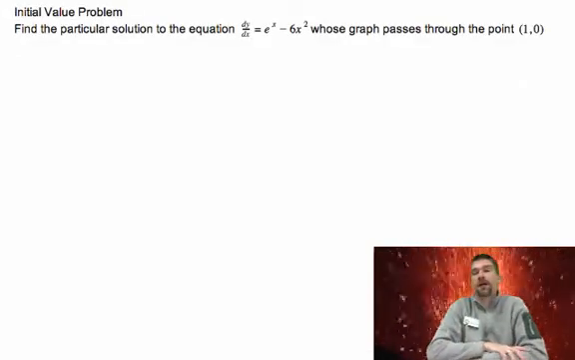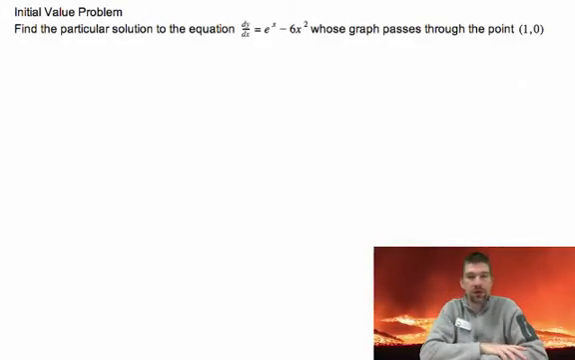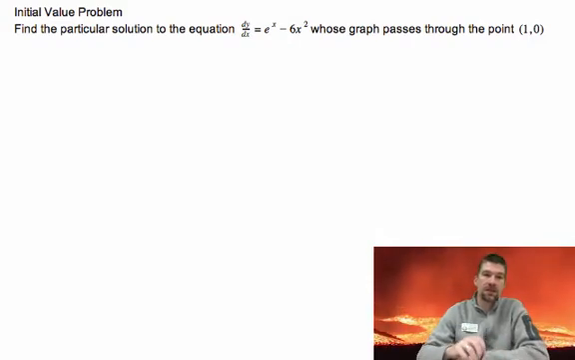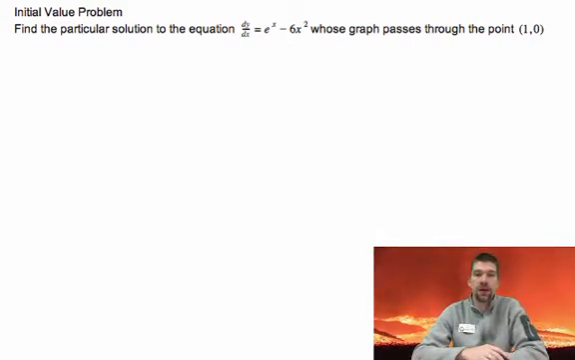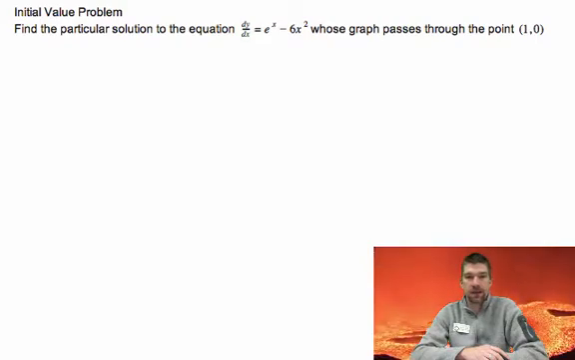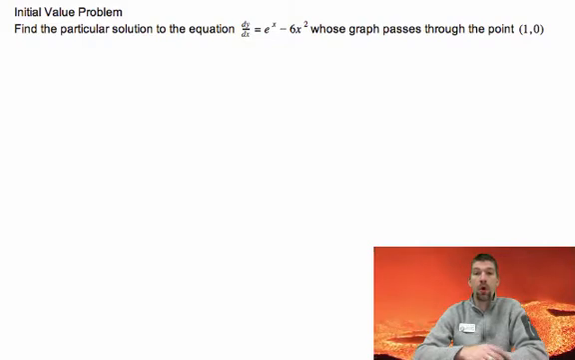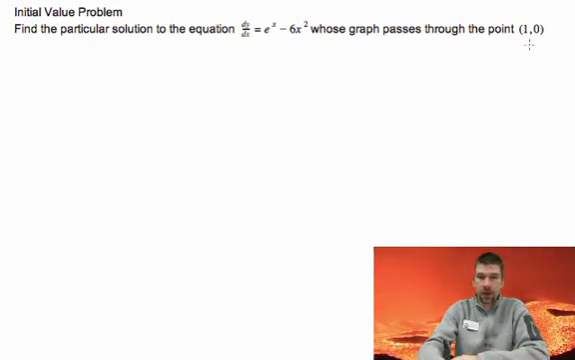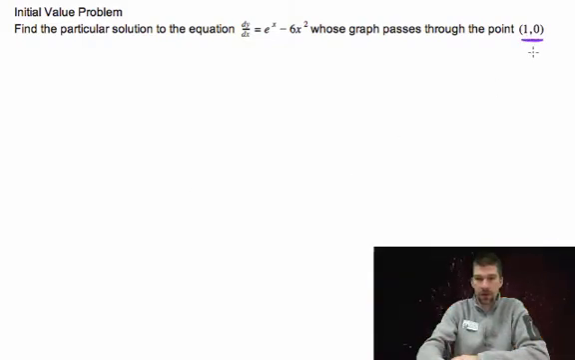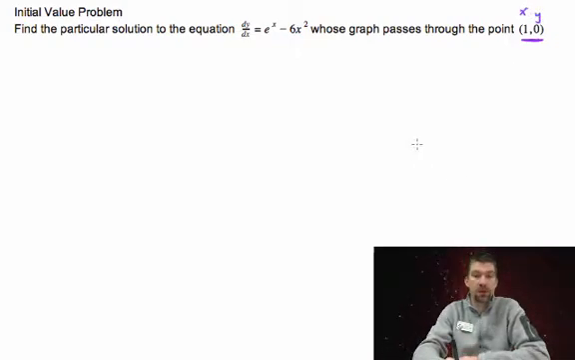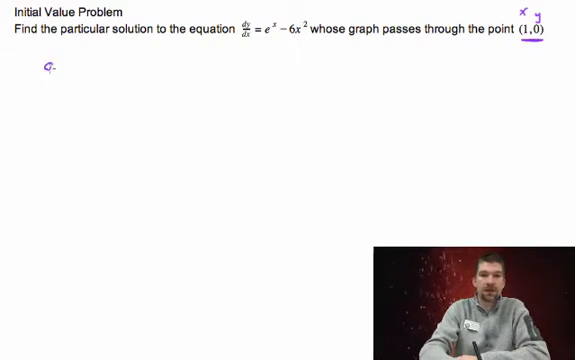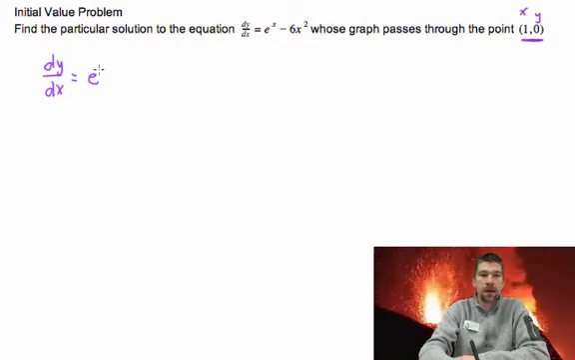All right, so here we've got an initial value problem, and this is super similar to the one that we just solved. It says find the particular solution to the equation dy dx equals e to the x minus 6x squared, whose graph passes through the point (1, 0). Well, now what? We want the original equation that goes to this specific point. Anytime we're given a point, we're always given a value for x and y, and it's very important to remember that. So let's take a look at this differential equation that we've been given. dy dx is equal to e to the x minus 6x squared.